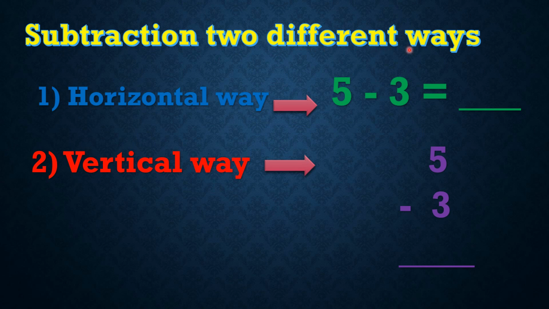Subtraction can be done in two different ways. The first way is the horizontal way. Example: 5 subtract 3. This is the horizontal way. And the second one is the vertical way. It means 5 subtract 3. Horizontal means a sleeping line and vertical means a standing line. So we have to subtract in these two different ways.